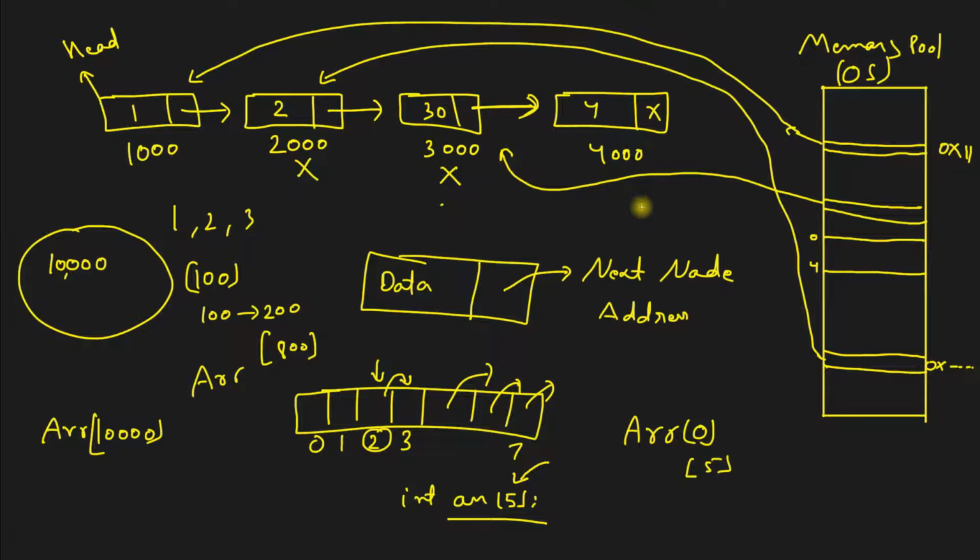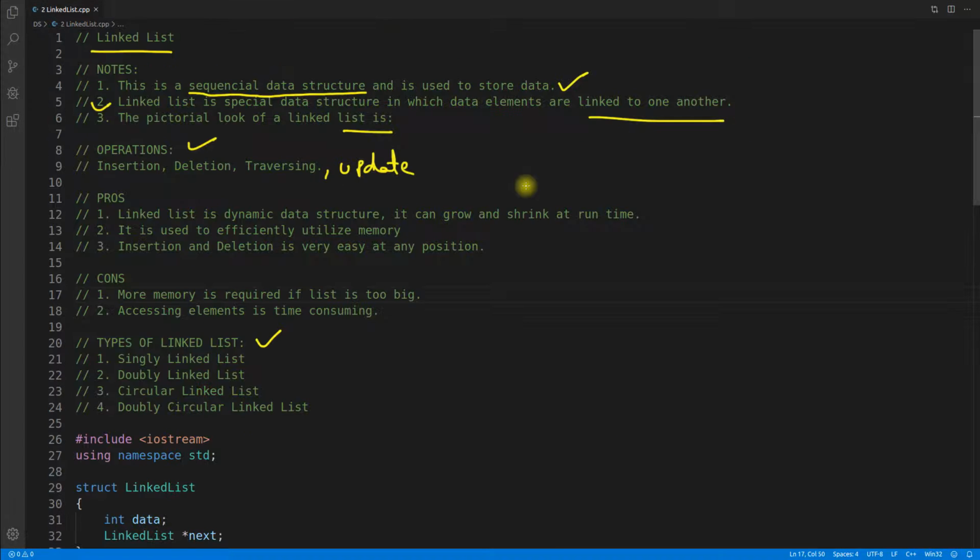And wait a minute, not only this, let's come to another point. This was a memory efficiency point. Let's go to pros and cons and we'll understand this topic a little better. So the pros are, a linked list is a dynamic data structure. It can grow and shrink at runtime. Yes, this is a plus for the linked list. It is used to efficiently utilize memory. This is another plus.